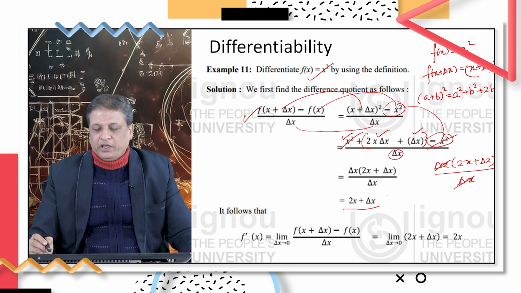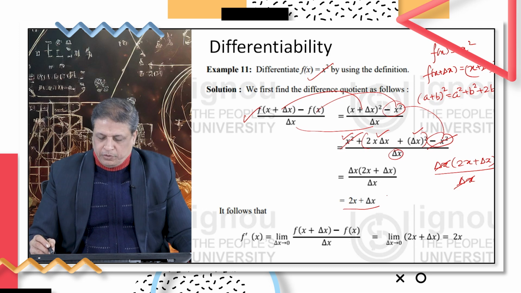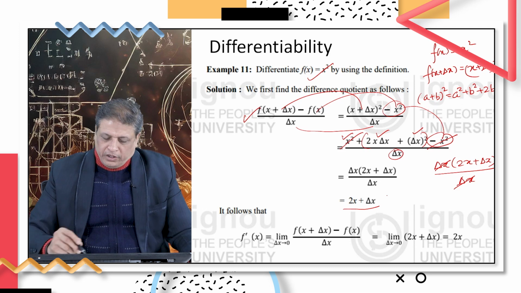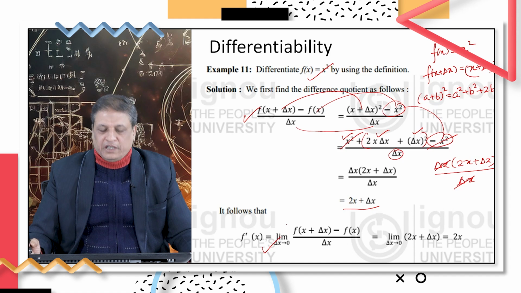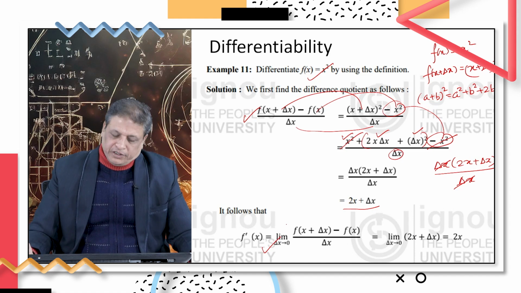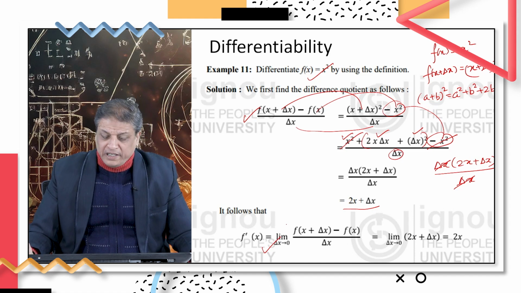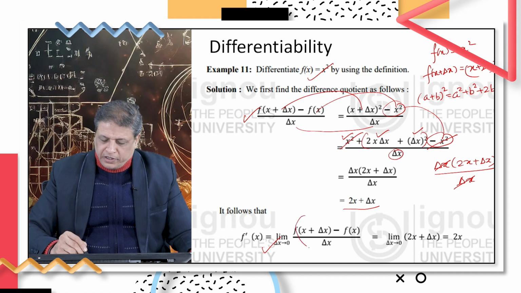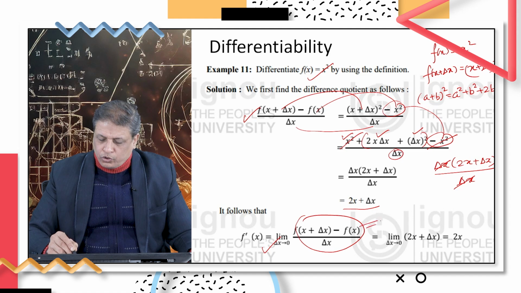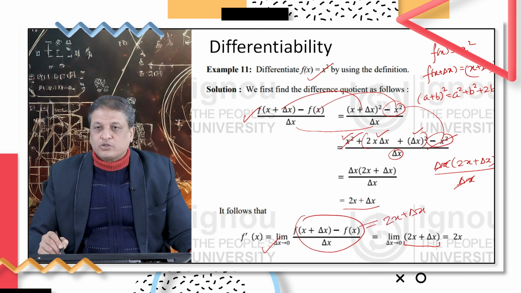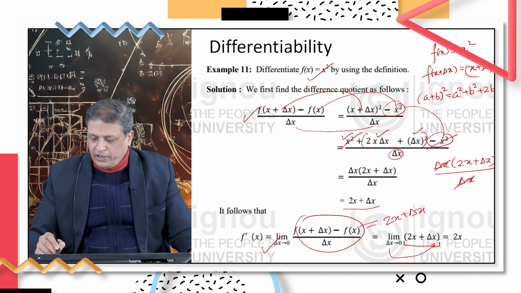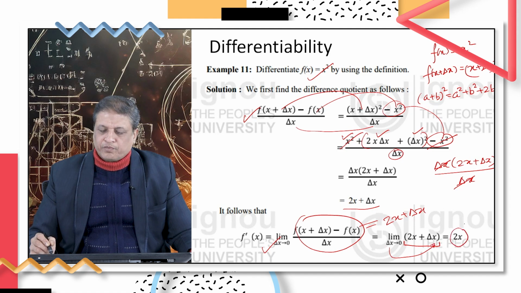So it turns out the final term is 2x plus delta x. Now the definition is f dash x, that is the first derivative of the function, is limit delta x tends to 0 of f(x plus delta x) minus f(x) upon delta x, and this expression is solved to 2x plus delta x. So limit delta x tends to 0, applying this limit over here, you will get the answer 2x.